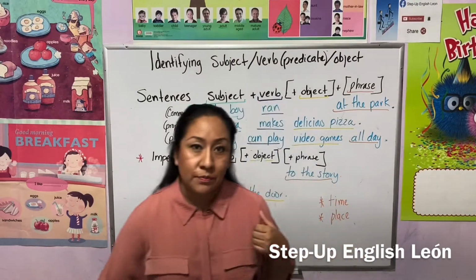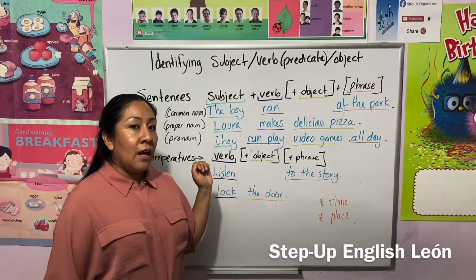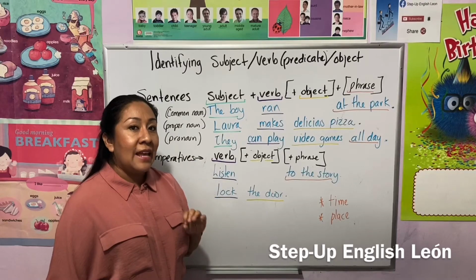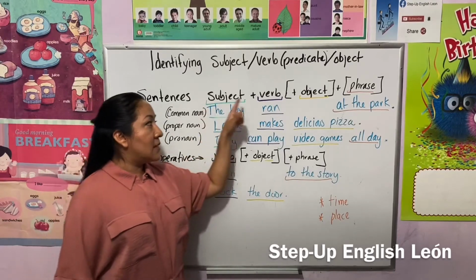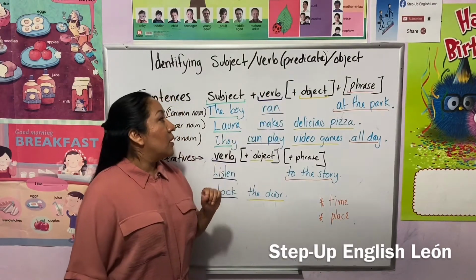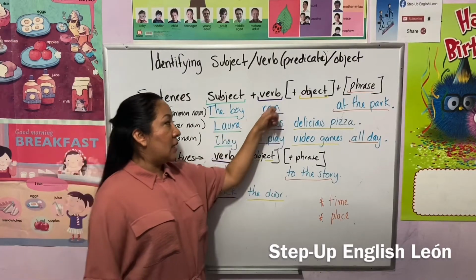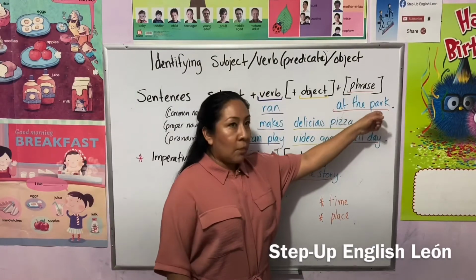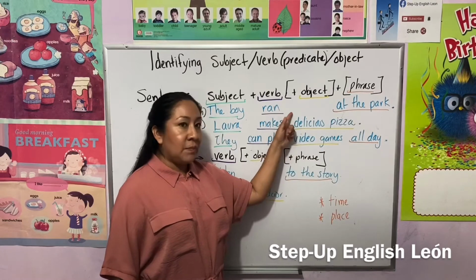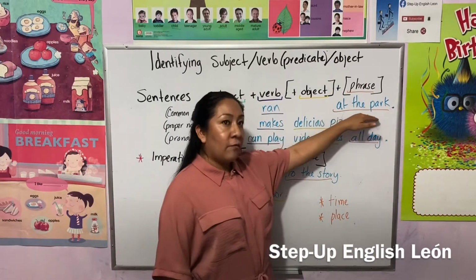Okay, so now that you have a better idea of the function of each part, let's look at some examples. Like I said, sentences have these elements, but two elements are absolutely necessary in sentences. And that's the subject and the verb, or predicate, however you want to call it. So for example, here I have: the boy ran at the park. The boy is my subject, he ran, that's the action. I don't have an object because nothing is being affected by the action of running. So I just have a phrase.